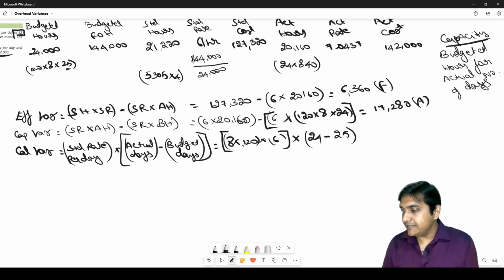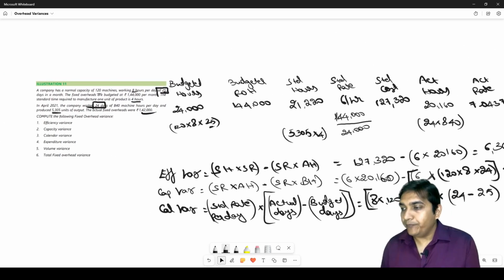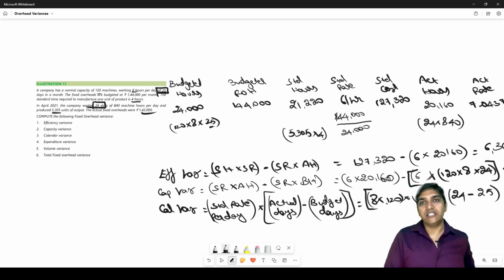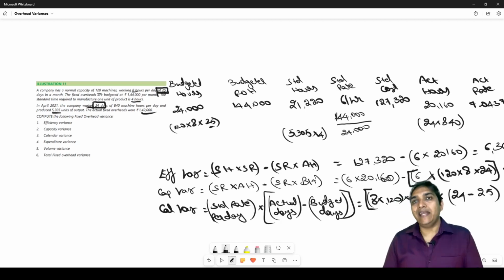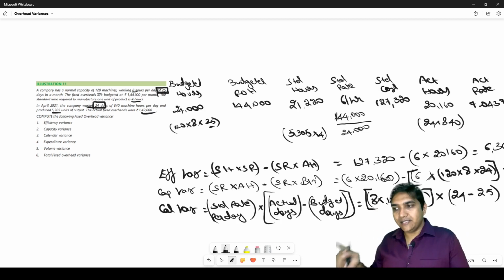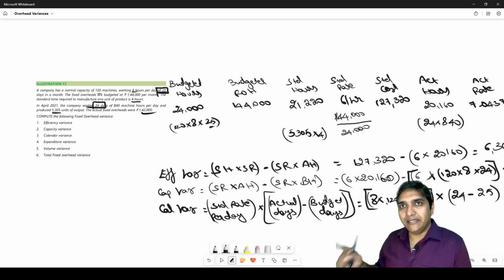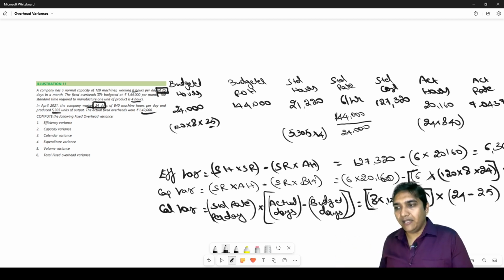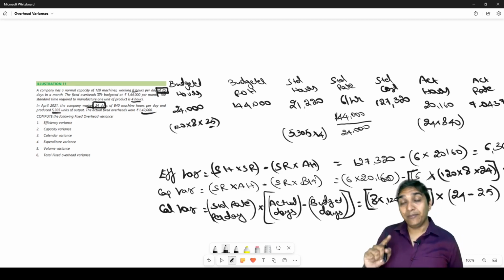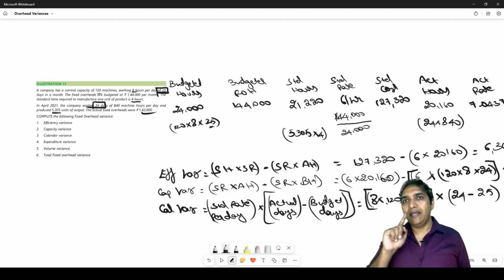Let us revisit our question. Initially I had budgeted to work for 25 days. The first line of the question says the company has a normal capacity of 120 machines working 8 hours a day of 25 days in a month. That means I budget to work for 25 days in a month. However, the second paragraph says in April 2021 the company worked 24 days of 840 machine hours per day, right? So my actual number of days comes to 24. However, I had planned to work for 25. I had budgeted to work for 25.